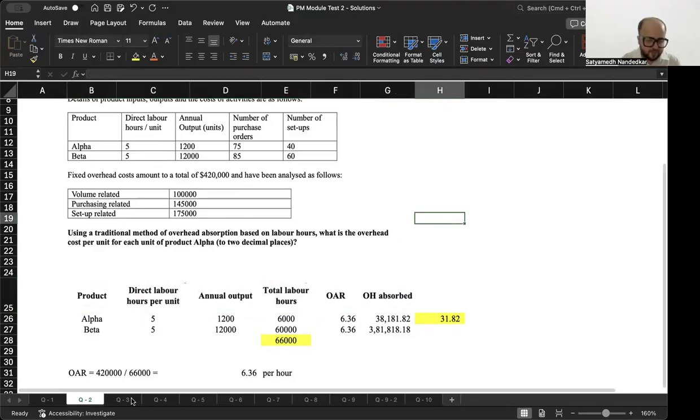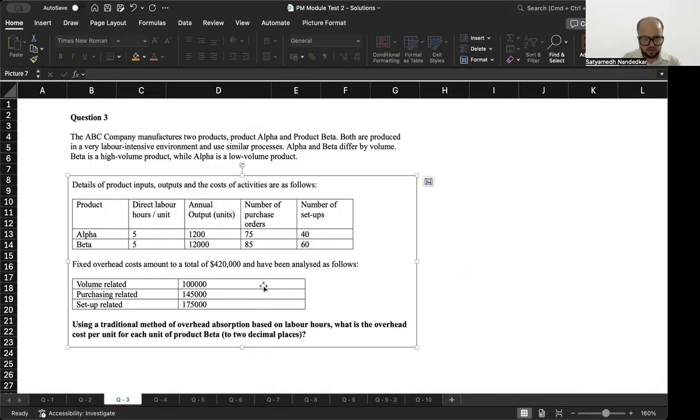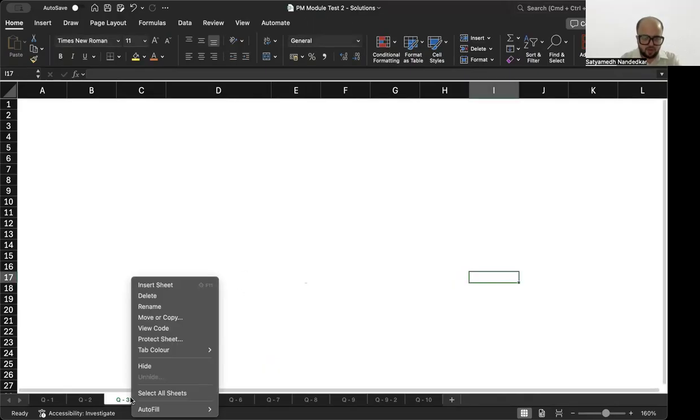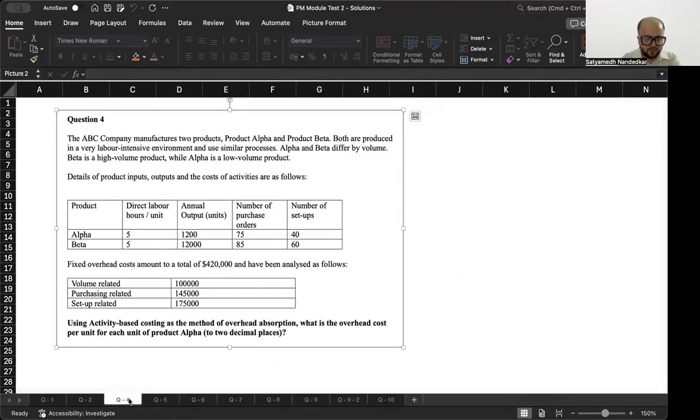Okay, perfect. Moving on. Using a traditional method of overheads, I think this is a repetition of the same question, so we'll not take this into account. We'll move on to the next one. Here, using activity-based costing as the method of overhead absorption, what is the overhead cost per unit for each unit of product alpha? Okay. Overhead cost per unit for each unit of alpha.